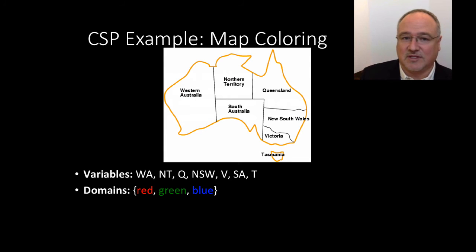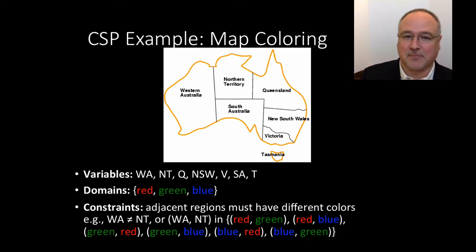So what we're after is a consistent assignment of red, green, and blue to each of the variables, Western Australia, Northern Territory, and so on, so that no 2 adjacent colors match, right? It makes sense that when we're coloring the map, we wouldn't want both Western Australia and the Northern Territory to be red. They would look like one state, correct? So the constraints are adjacent regions have to have different colors.